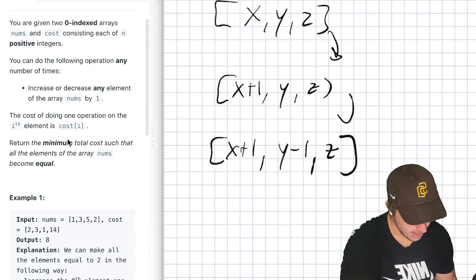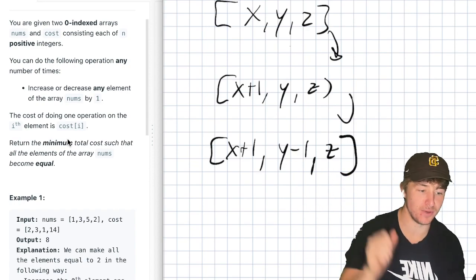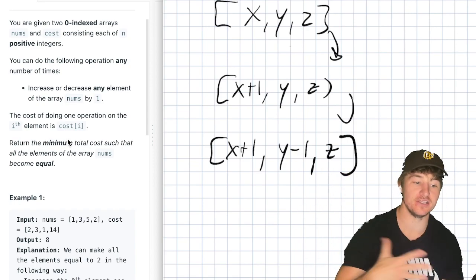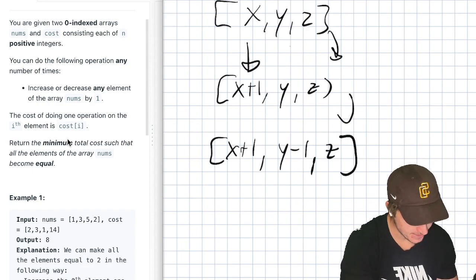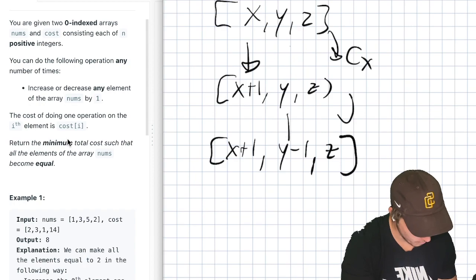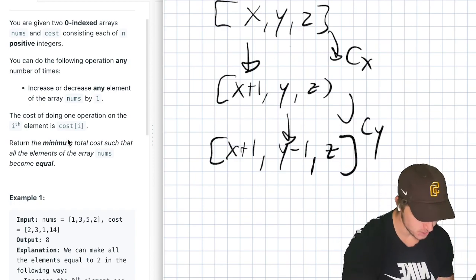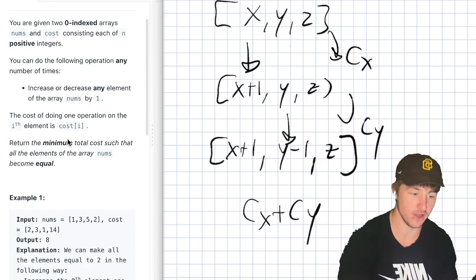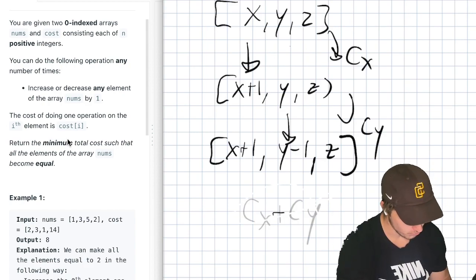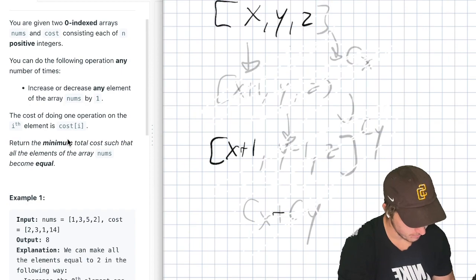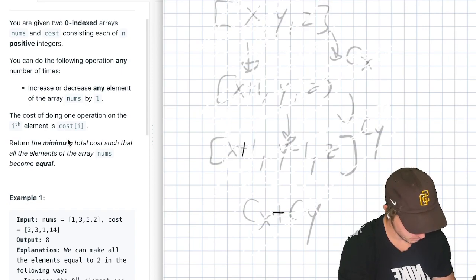So every single one of these elements has a corresponding cost associated with doing one of these operations, right? If I want to make x to x plus 1, it's the cost of x to do that. If I want to make y to y minus 1, it's the cost of y to do that. So the total cost of doing these two operations would be cost of x plus cost of y. Hopefully that makes a little bit of sense. If not, when we go through the example, everything will become far more clear.